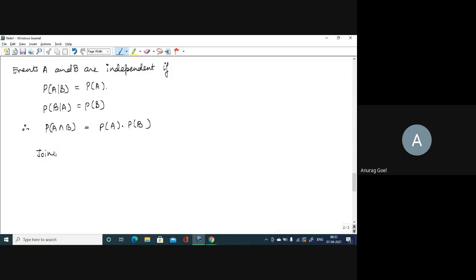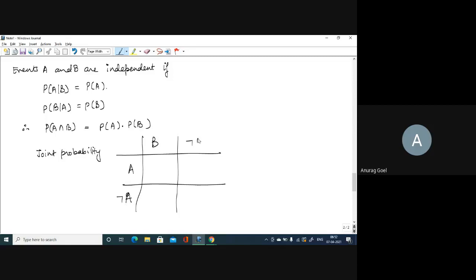and coming to the joint probability, we can consider this. So this is A, negation A, B, negation B. So this is 0.2, 0.3, 0.1, 0.4. So this is basically the probability of A and B, probability of A and negation of B, probability of negation A and B, and probability of negation A and negation B. And you can see the summation of this is 1. Okay, this is the joint.